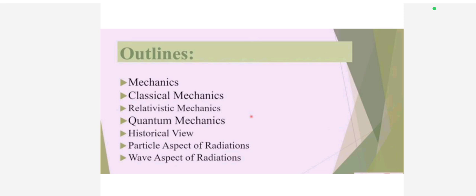For example, a car moves and another car is also moving; relating the speed of one car to the other car is relative mechanics. It also studies the speed of light and objects whose speeds are close to the speed of light. And last is quantum mechanics. Basically this course is quantum mechanics. In the whole course we study mechanics and its terms, and the meaning of mechanics we will discuss in detail in the lecture. Next is the historical view, the particle aspect of radiation and the wave aspect of radiation.